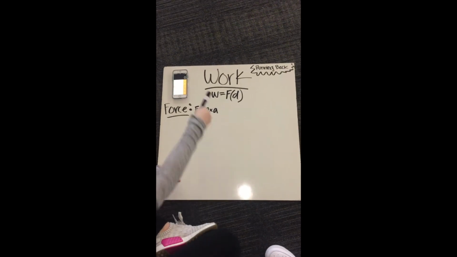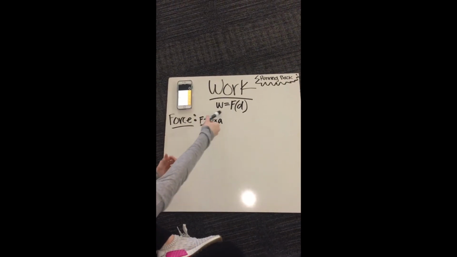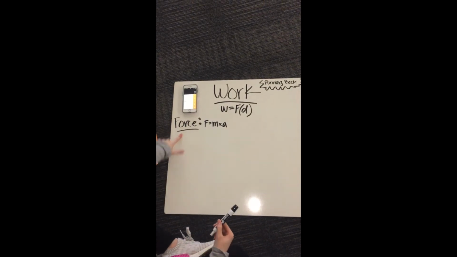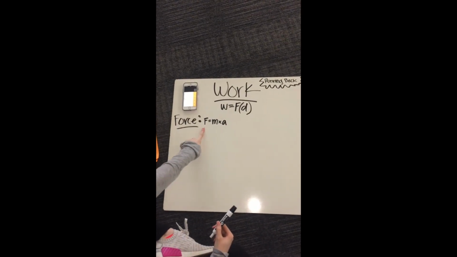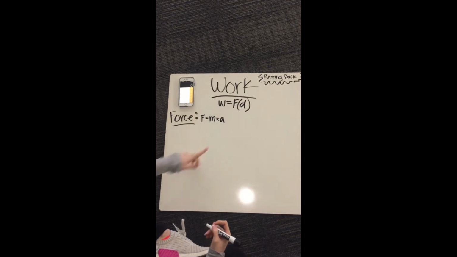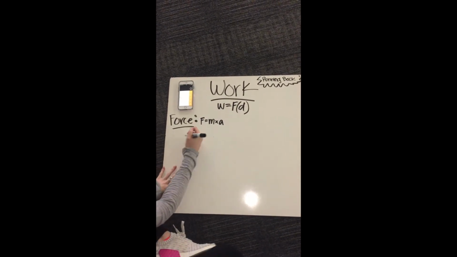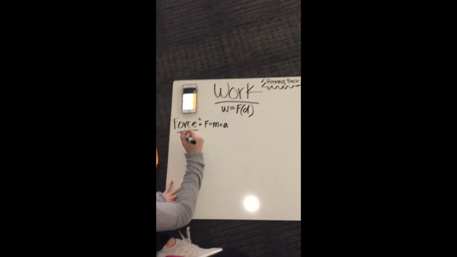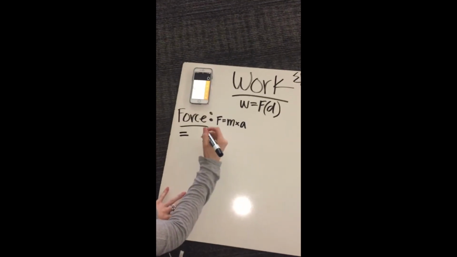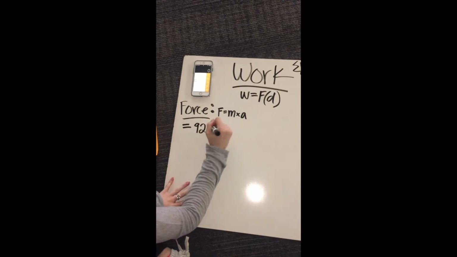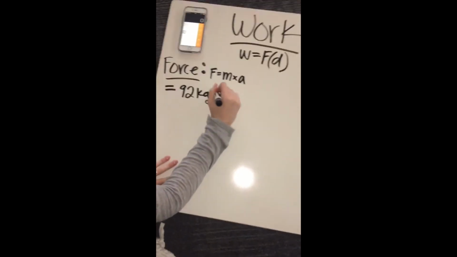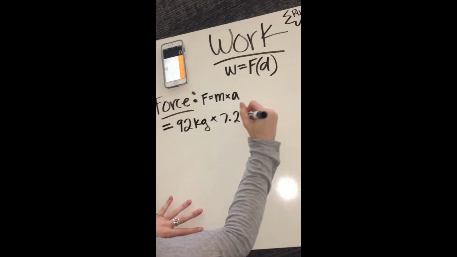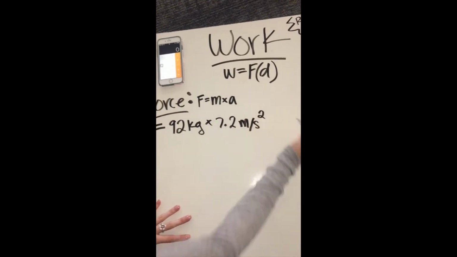Alright, so in order to find force, the equation is work equals force times distance. But you need to find your force. So the equation for force is force equals mass times acceleration. So in order to find the running back's work, we need to find force. So we're going to take their mass, which is 92 kilograms, and multiply that by 7.2 meters per second, squared.